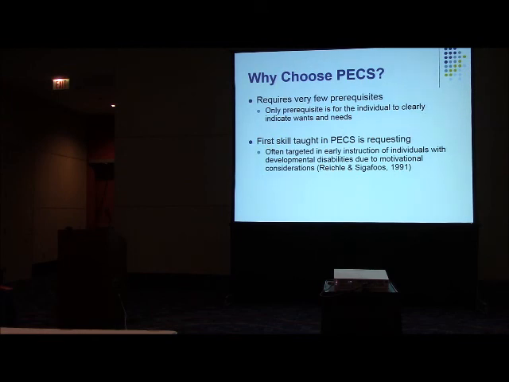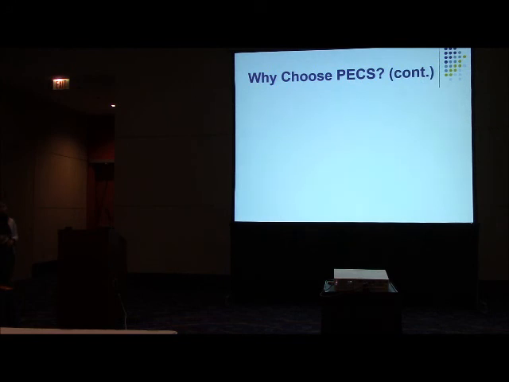So I've already talked about requesting being the first thing that you work on, from phase 1 through phase 5. There's other researchers that say, well, I don't know, you should start with something else. But there is a lot of research supporting that requesting is the easier skill to start the student off with, because it's very reinforcing. You can deliver something that they want, right? It motivates them to actually communicate. So it's a good place to start with requesting.